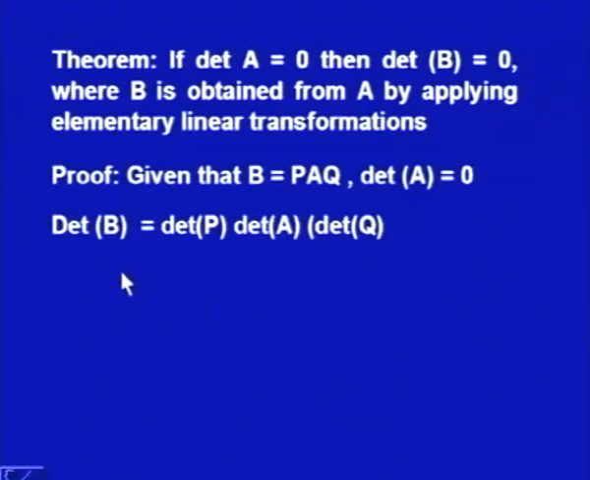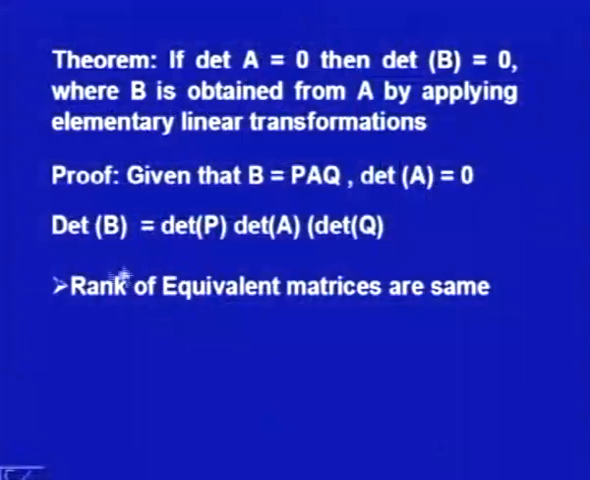So, whenever a matrix is obtained by applying a linear elementary transformation, the obtained matrix will have determinant 0 if the original matrix also has determinant 0. So, that is the result, and since rank and determinants are related, on the basis of this result we can say that the rank of equivalent matrices is the same.